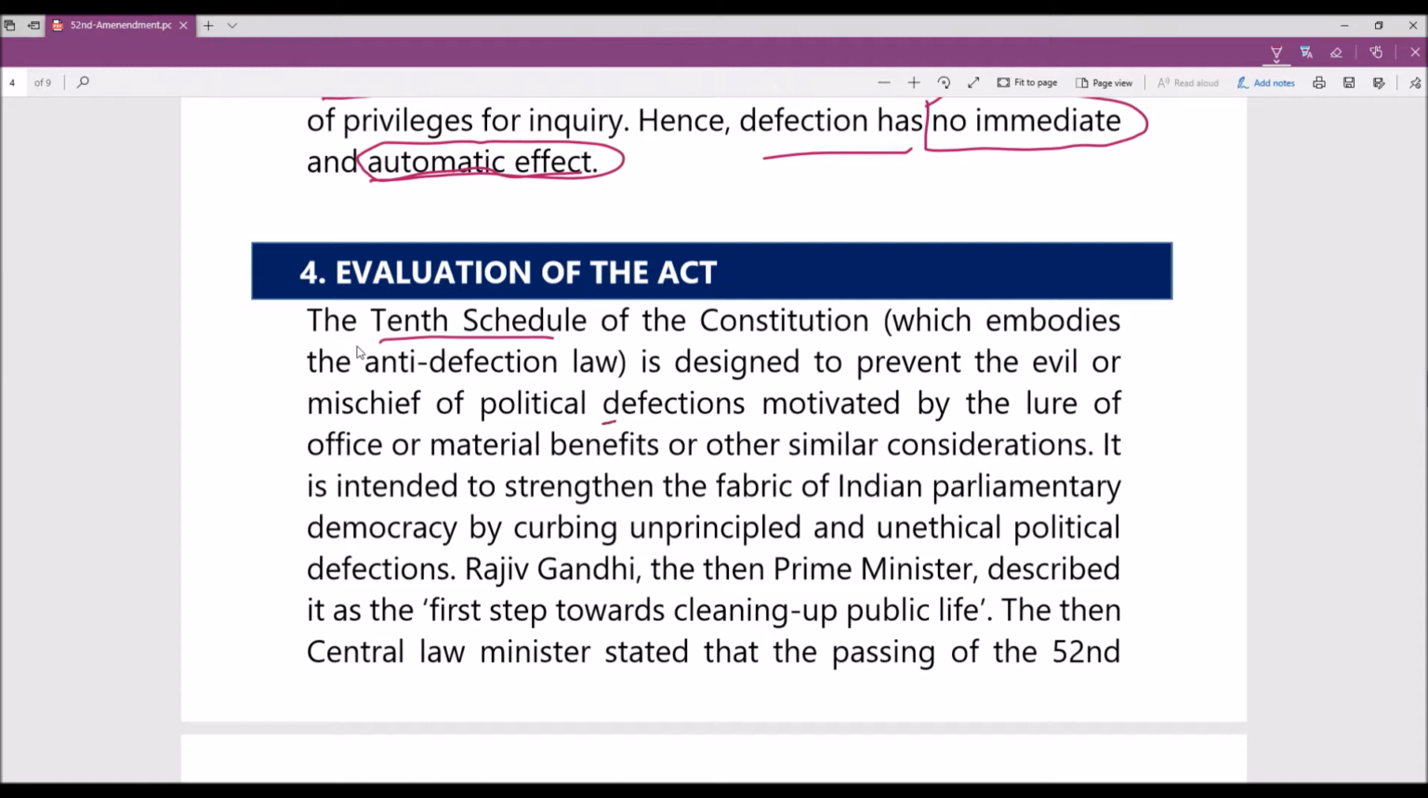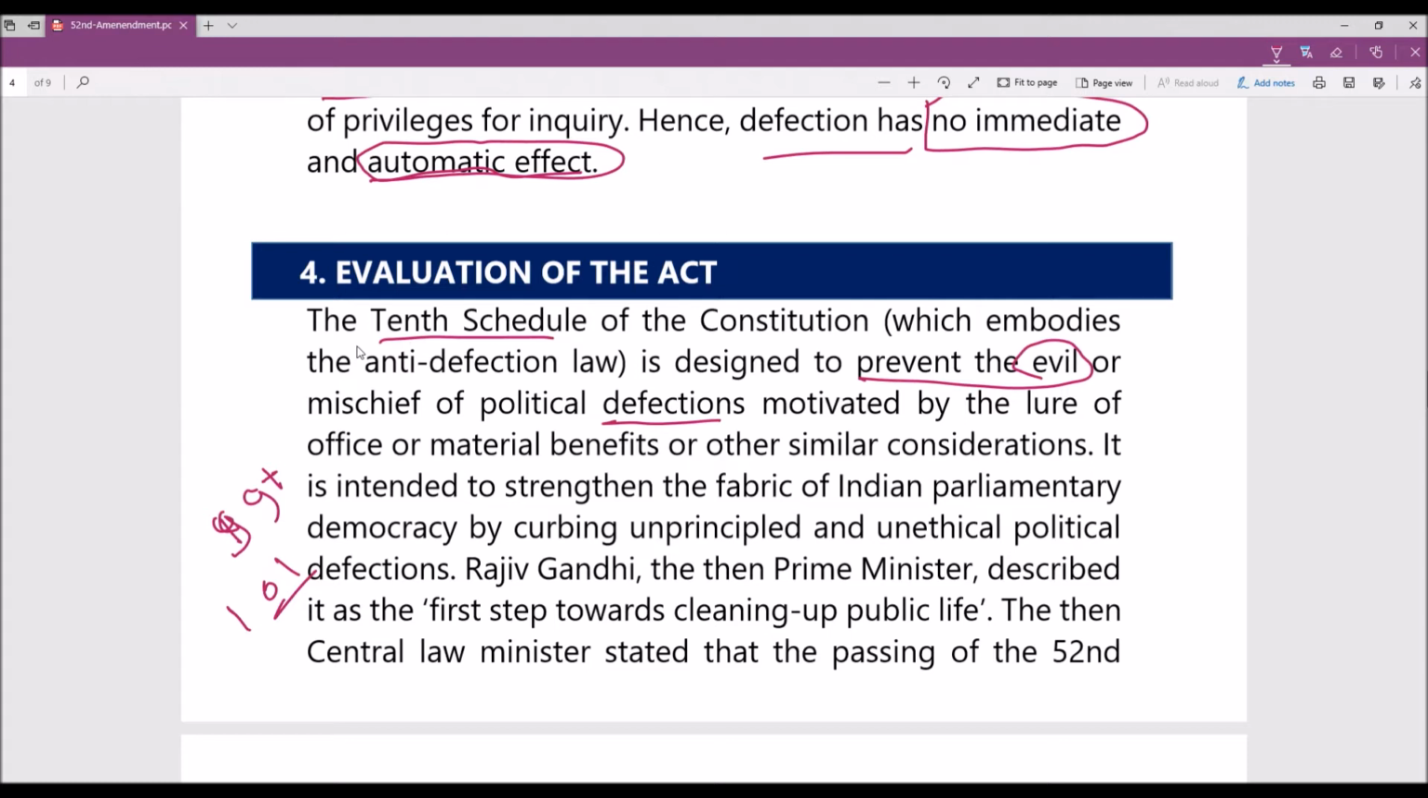Why do we have the 10th Schedule? To prevent the evil of mischief. What happens in the mischief? Suppose there are two parties. One party has 99 members, the other party has 101 members. But the party with 99 members may try to buy some MLAs of the other party, say 2 members. And if these 2 members go to the party with 99 members, they will attain a majority. So to avoid such kinds of contradictions or mischief, we have this defection law.